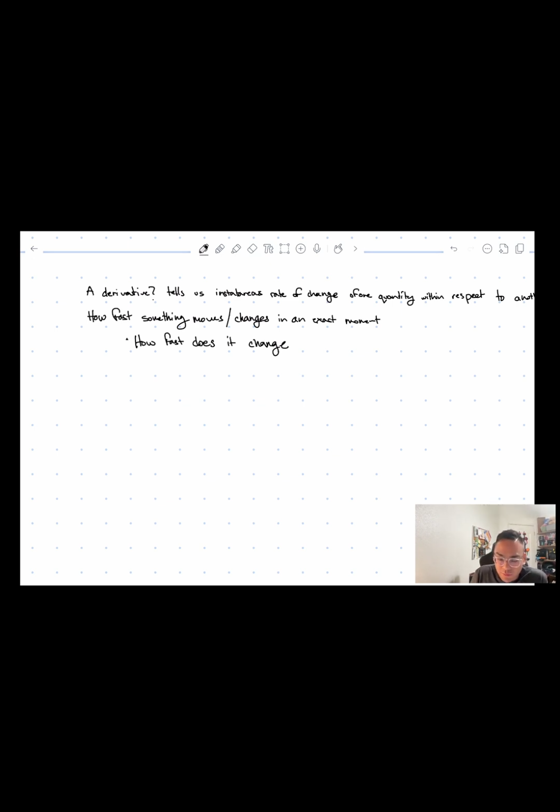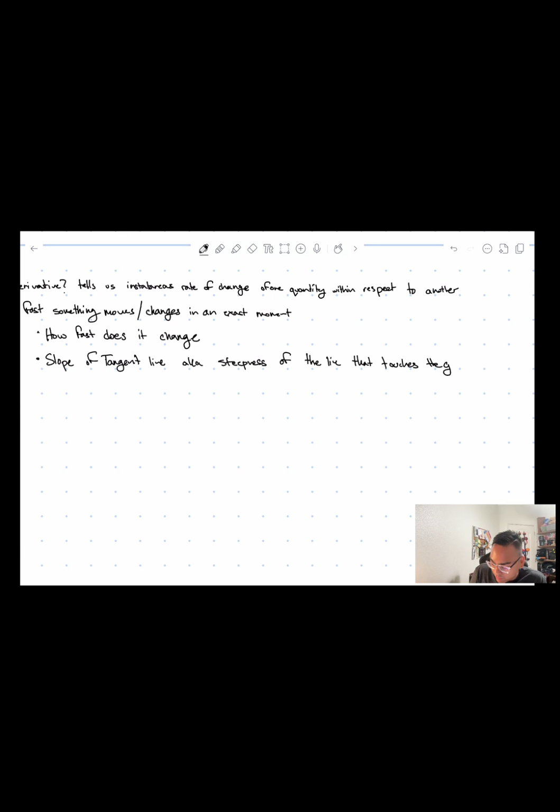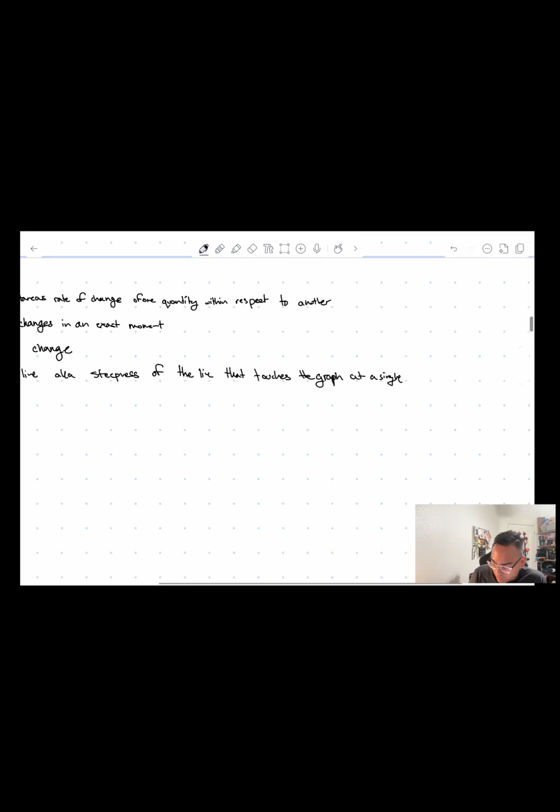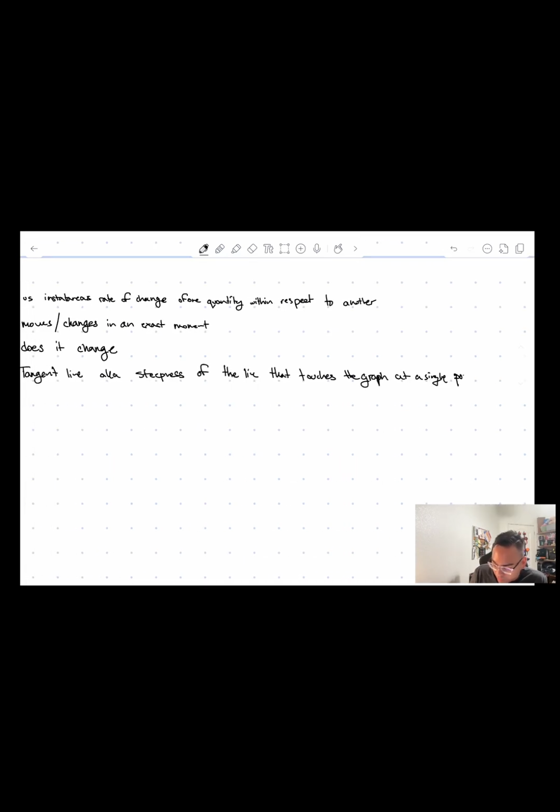Well, the easiest way to figure out what a derivative is, it's basically the slope of the tangent line, also known as the steepness of the line that touches the graph at a single point.